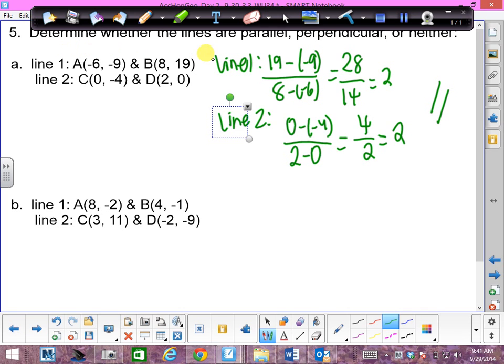Now, if we worked with line 1 and found that they both had the same y-intercept, then we would know that they are actually the same line. And that would mean coinciding, where they lay right on top of each other. So for now, we're going to say that they're parallel, since we have focused on the slope. 5b. And bring that to class, and we'll go over it together.